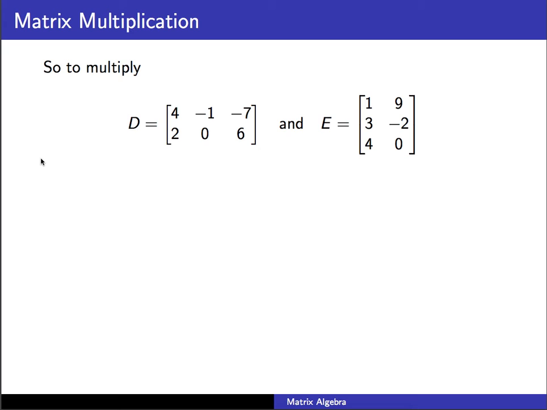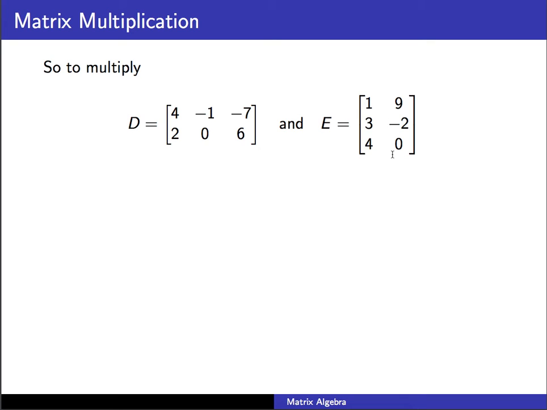So here we have two matrices. Matrix D has 4, -1, -7 in the first row, and then 2, 0, 6 in the second. And then matrix E has 3 rows, with a 1 and a 9 in the first row, a 3 and a -2 in the second row, and a 4 and a 0 in the third row.